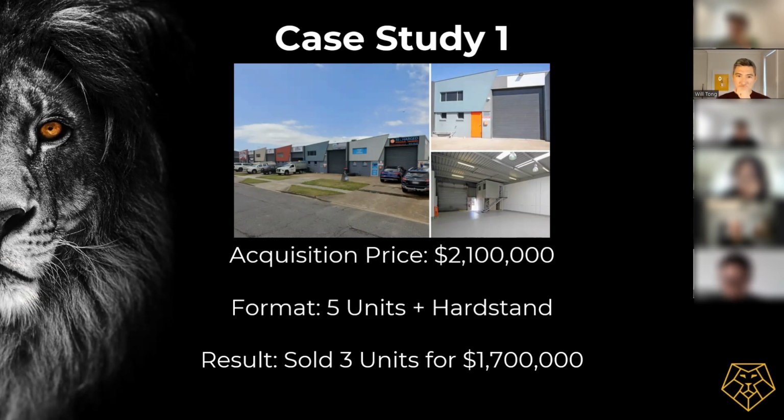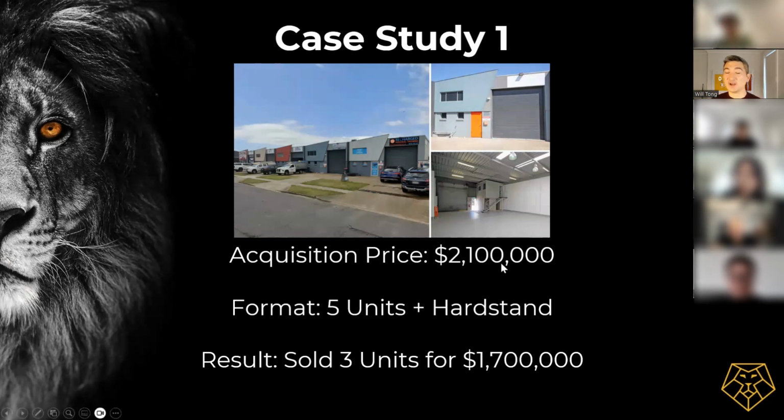Case study number 1. I can't share the address of this one, unfortunately, but I can definitely show you the numbers behind it. Basically, it's an industrial complex with 5 units and a hard stand. The acquisition price for this 5-unit plus hard stand was 2.1 million. As you can see from the photos, you've got 1, 2, 3, 4, 5, and a bit of a hard stand on the side, which I'll show you in another photo a little later. The client who bought it bought all 5 plus the hard stand, sold 3 of them to the existing occupiers for 1.7 million and decided to keep the rest.